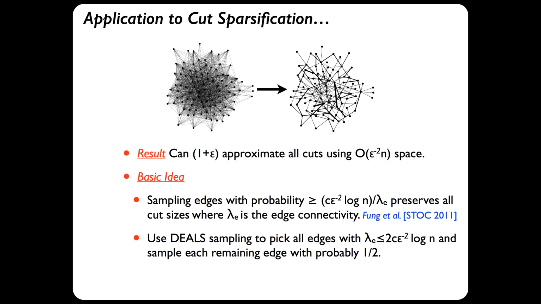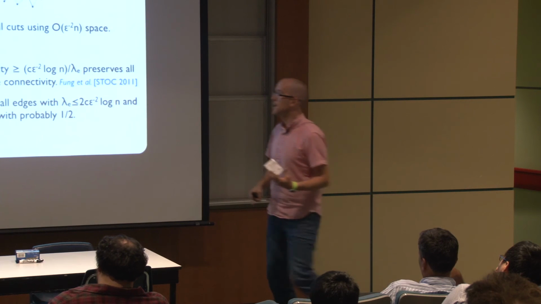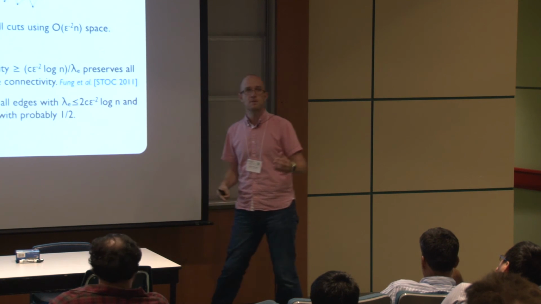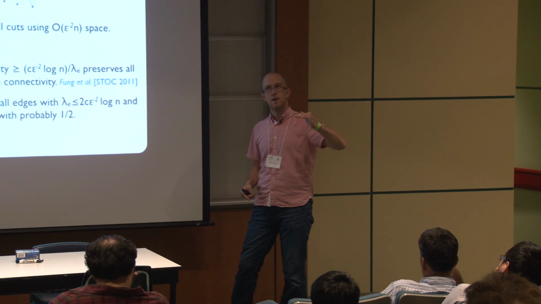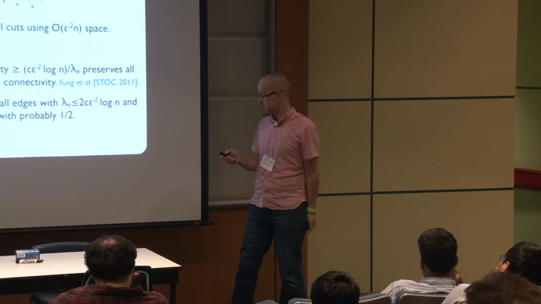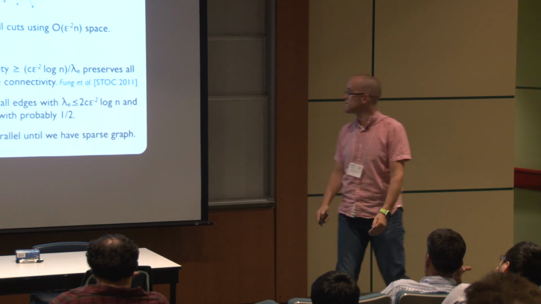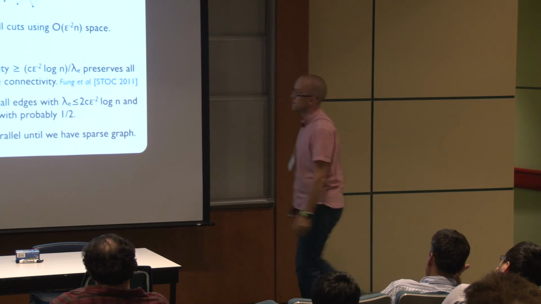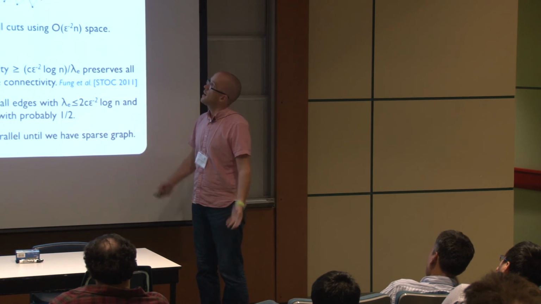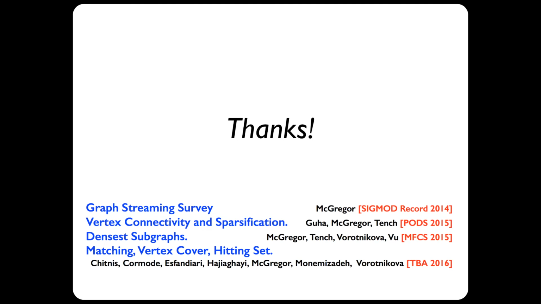So after this step, appealing to the Fung et al. result, you've preserved all cuts. Now the graph is not sparse, but it's at least halved the density of the graph. And so if you just repeat this log n times in parallel, we have a sparse graph. I think that's all I wanted to say. So thanks.